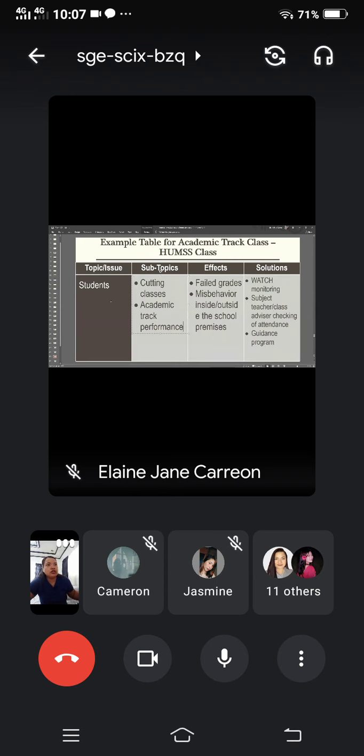So, dito, ano nga ba? Ito yung pinaka-main topic namin, students. Tapos, subtopic. By just merely looking at this table, alam nyo na kagad kung ano yung mga pwede nyong ilagay sa inyong title. So, ito yung subtopic, cutting classes, tapos academic performance. Hindi ba parang pwede nang maging variables yung mga yon? Okay. So, effects. So, ano ang effect ng cutting classes? Failed grades, misbehavior outside and inside the school premises.